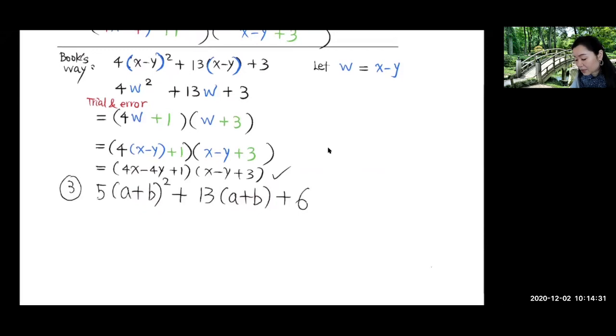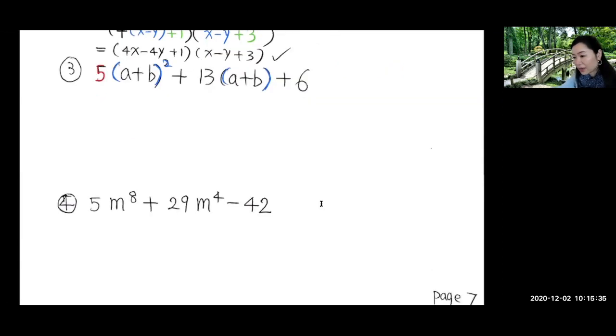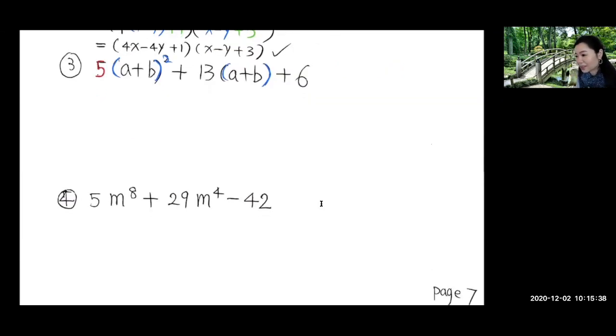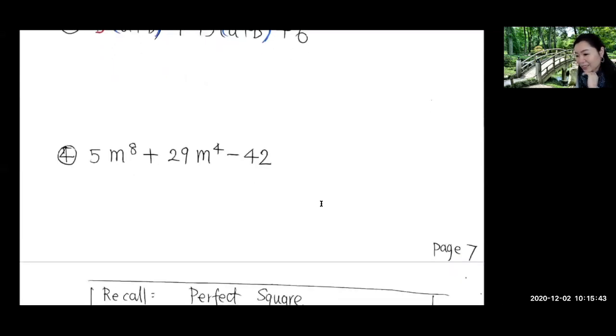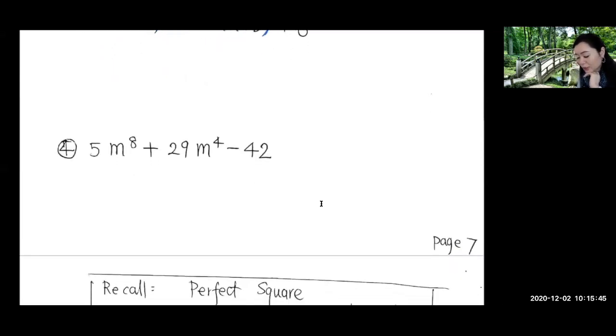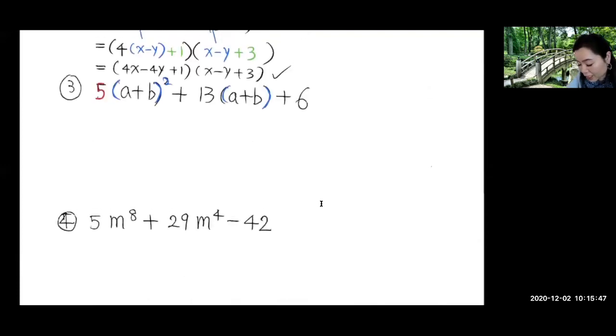So they do a substitution first. We replace this x minus y by W, and they just perform the normal try and error. And later on, we place the W back by x minus y, right? And then let me just write down the factoring. This one you can try at home. Do you think you can do it at home? This one will be similar. I will let you try that at home.